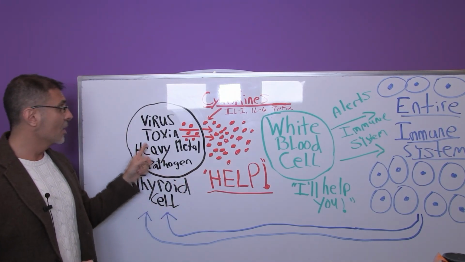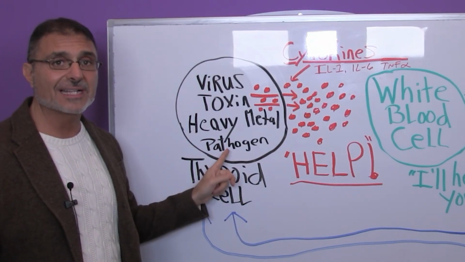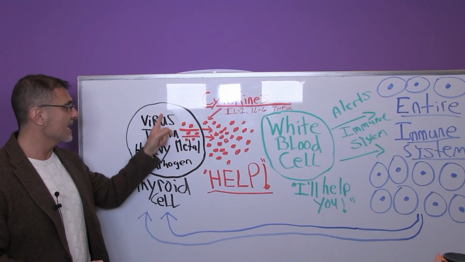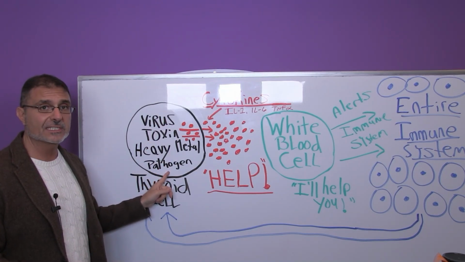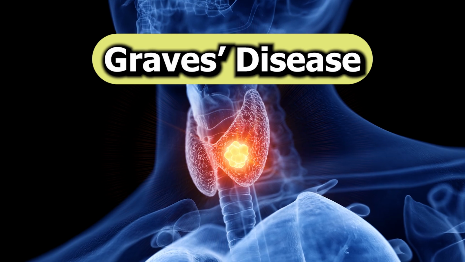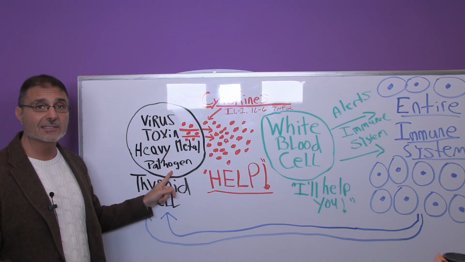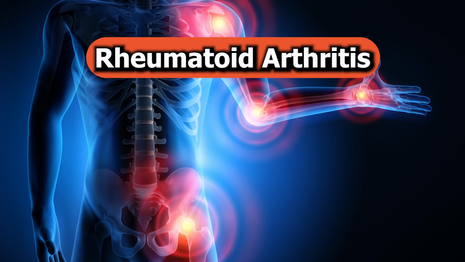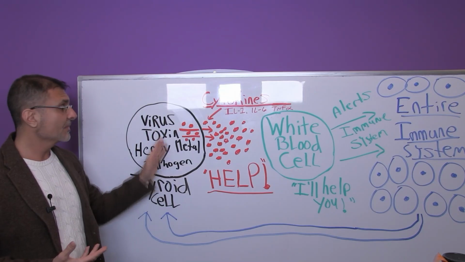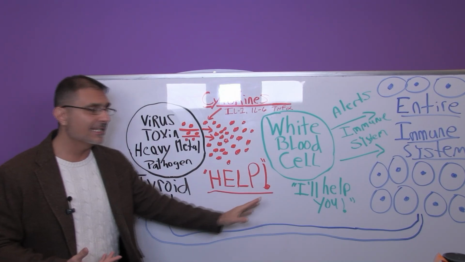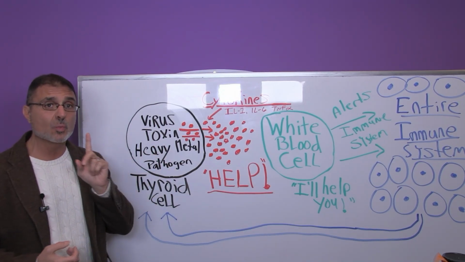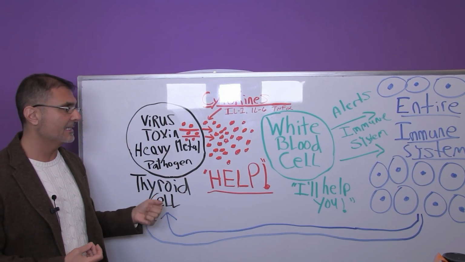But we have to understand, wherever these toxins are, that's the name of your disease. So for example, if these toxins are in your thyroid cell, then it's Graves' disease or it's Hashimoto's. If these toxins are in your joint cells, it may be rheumatoid arthritis, or it may be psoriatic arthritis. It depends where the toxins are, but the mechanism is virtually the same. And this is one of the basic mechanisms.